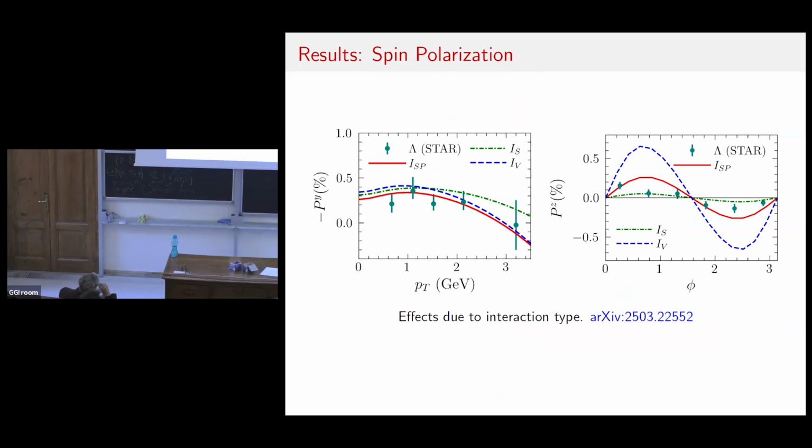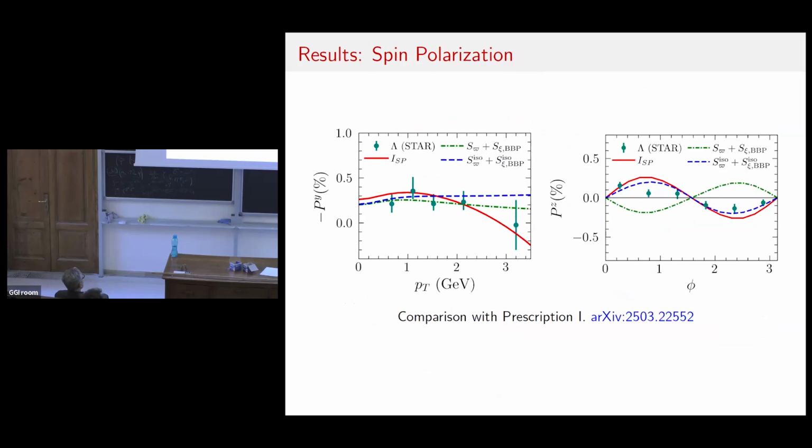So these are the experimental data points, and these are for 3 different interactions. So what we see is that, within the experimental uncertainties, the Y component of polarization is not sensitive to the interaction. However, the longitudinal polarization is very sensitive to the type of interaction considered in the system. And now this is the comparison with prescription 1.